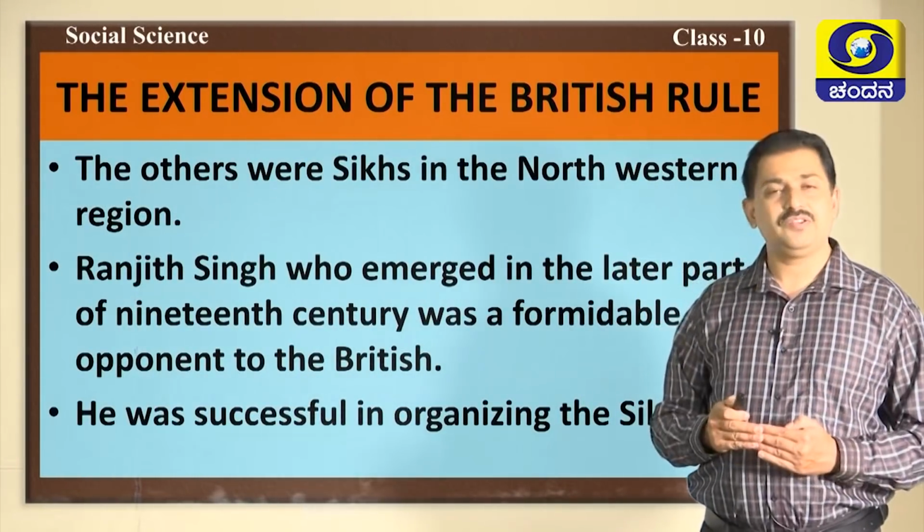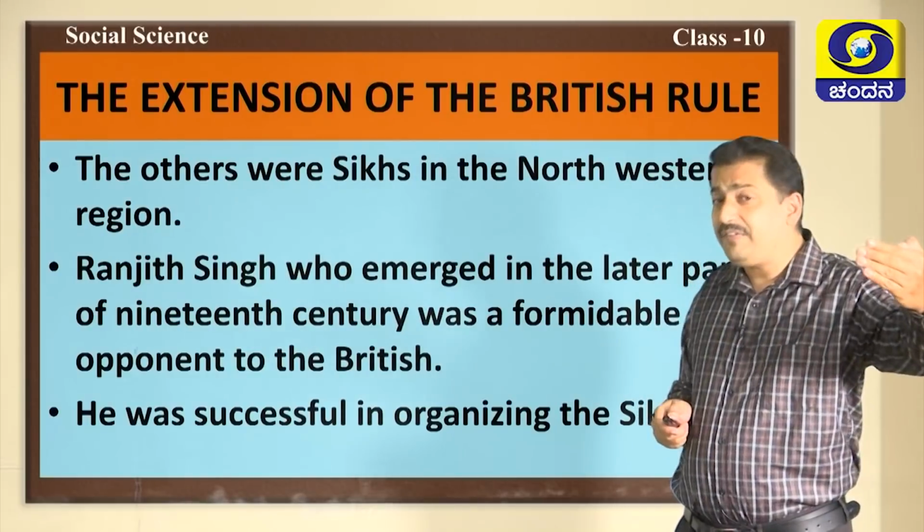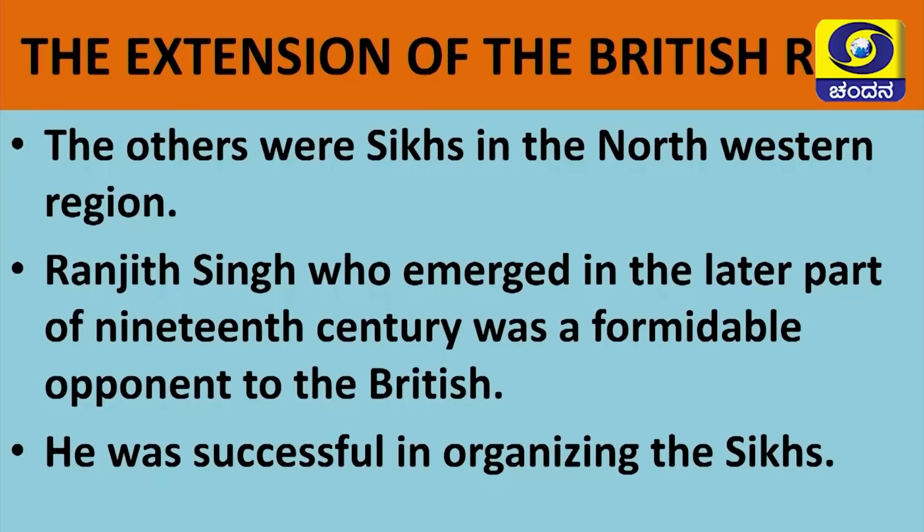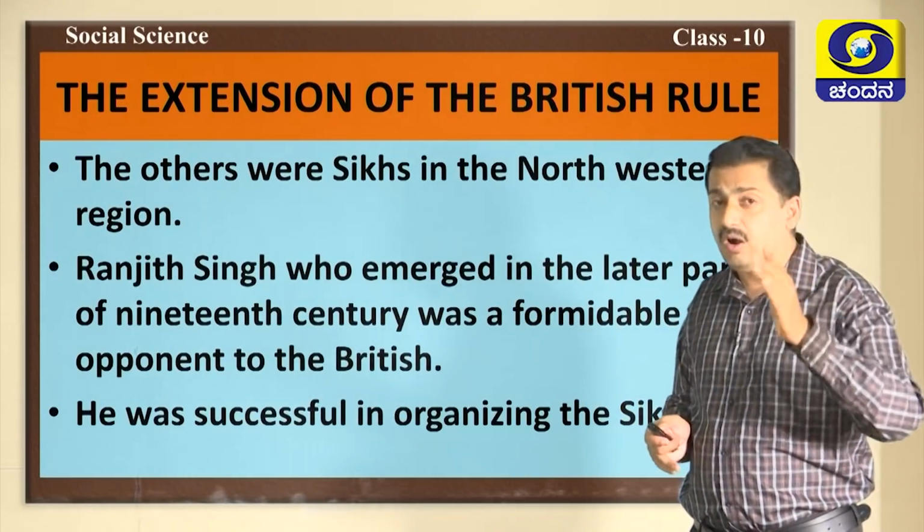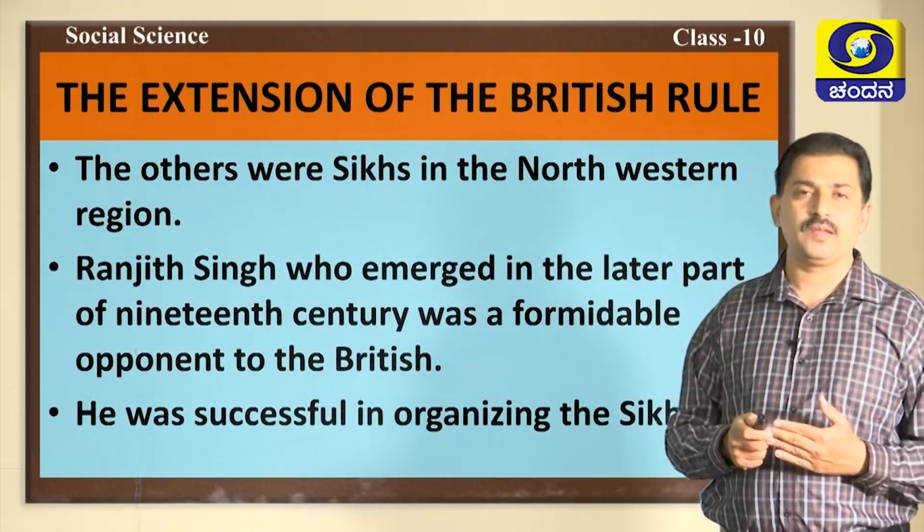In addition to this, in the northwest part of India, Sikhs were also prominent. Raja Ranjit Singh was a very prominent ruler. The other dominant rulers were the Sikhs in the northwestern region of India. Ranjit Singh, who emerged in the latter part of the 19th century, was a formidable opponent to the British in India. He was successful in organizing the Sikhs, that is why he was called the Lion of Punjab.